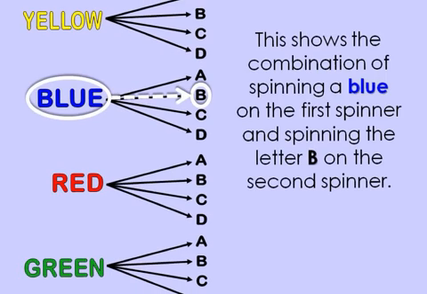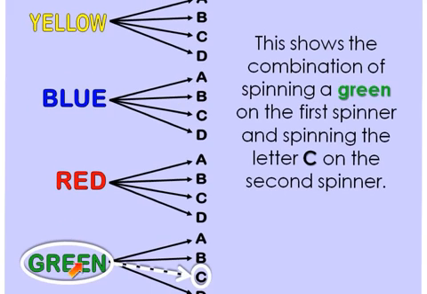So just to kind of show you, this shows a combination of spinning blue with the first spinner and spinning B with the second spinner. This shows the combination of spinning green with the first spinner and the letter C. And so it's just kind of showing you how to read it. You can mark this up and write this on your paper if you want, or not if you're understanding it.